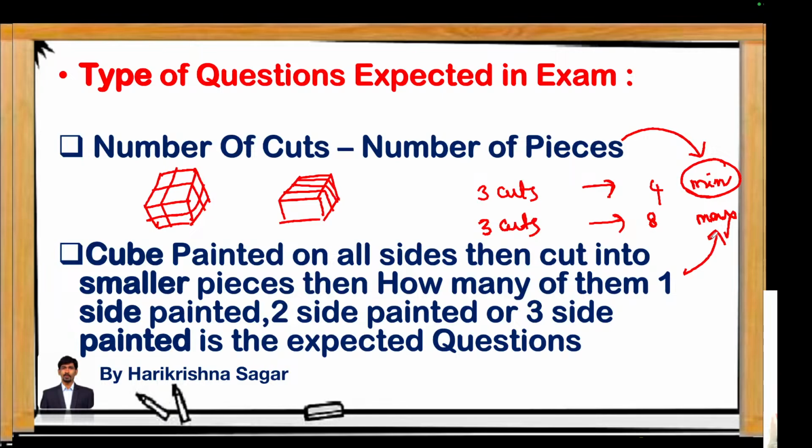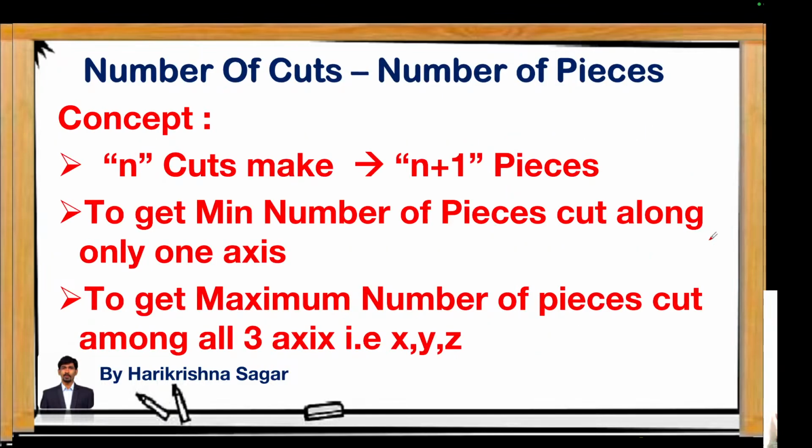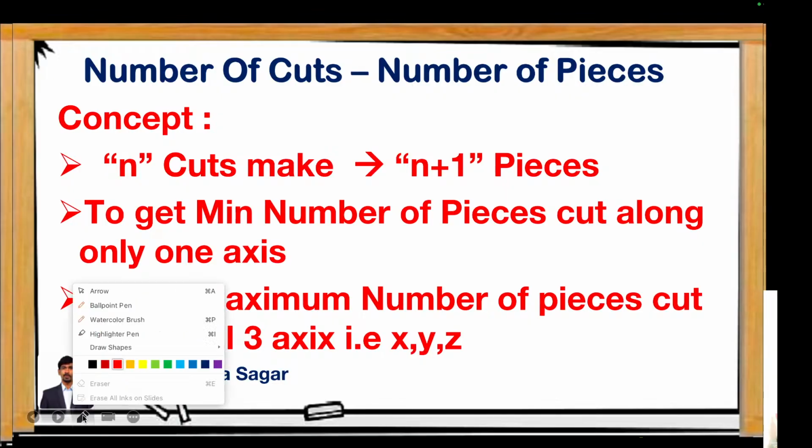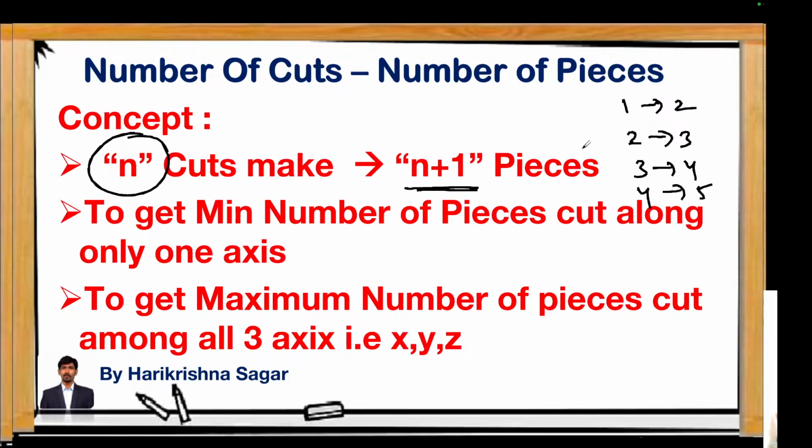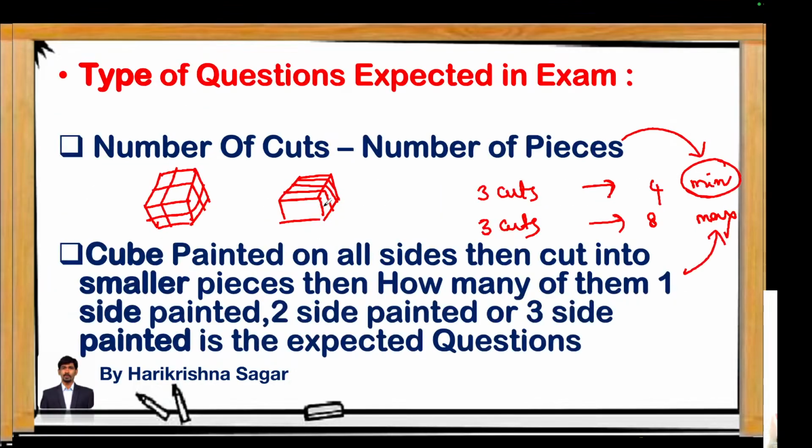The only one point which I am expecting you to remember is, when you are making n cuts, you are going to get n plus 1 pieces. That means 1 cut gives 2 pieces, 2 cuts give 3 pieces, 3 cuts give 4 pieces, 4 cuts give 5 pieces. So n cuts will make n plus 1 pieces. If you want the minimum number of pieces, you make the cuts along one axis. You can observe here, I just made the cuts on only one axis. That's why I got the minimum number of pieces.